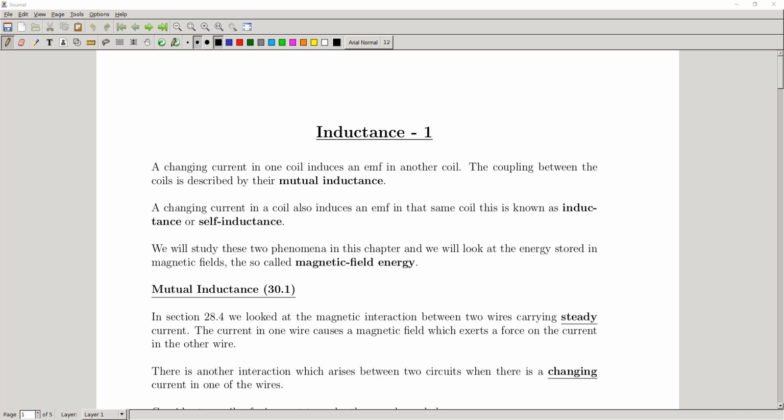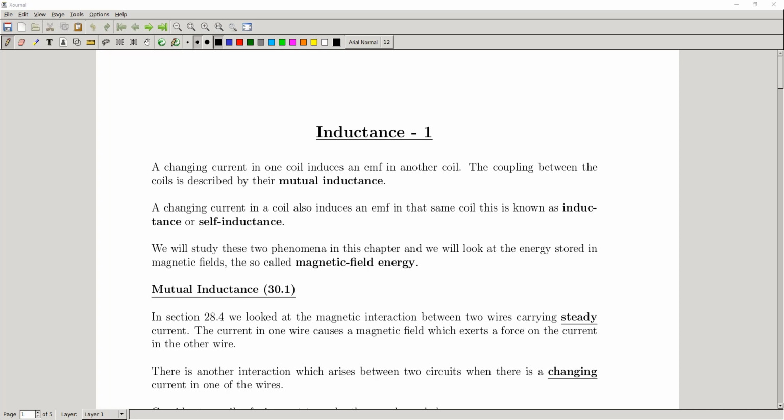So we're going to do a few sections from chapter 30, so it'll be like 30.1, 30.2, 30.3, and 30.4, and then we're going to do the first two sections of chapter 32, skipping over the last sections of chapter 30 and all of chapter 31. Okay, so this video is going to deal with mutual inductance, and all the material covered here corresponds to section 30.1 from the text.